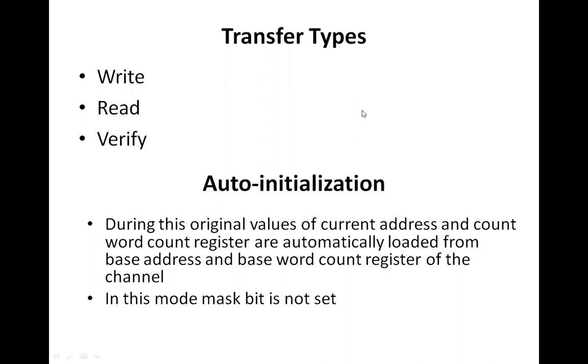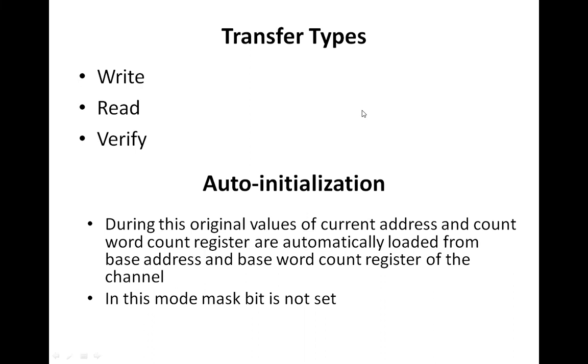So what happens, if we want it to do it again, we use the auto initialization process. So what will auto initialization do? It will reload the values of the base address and the base word count register into the current address and the current word count register. And in this particular mode, the mask bit is not set when the channels are in the auto initialization mode. So the mask bit is ignored and it is not being set. It is not necessary to set the mask bit.